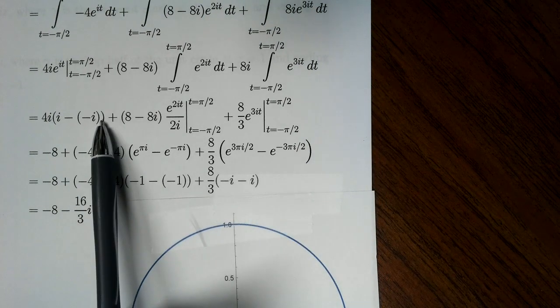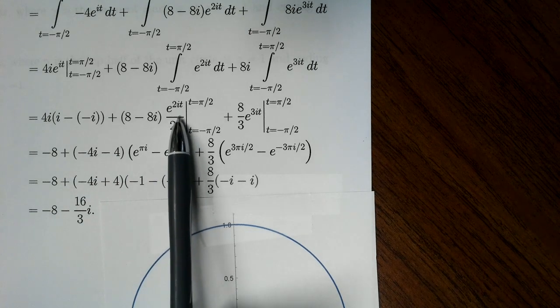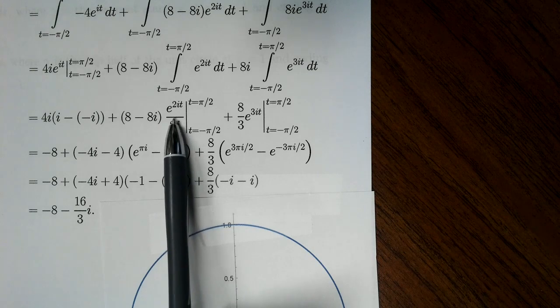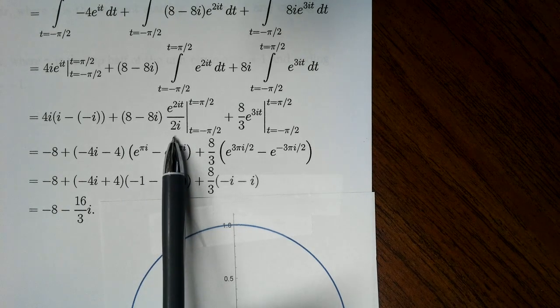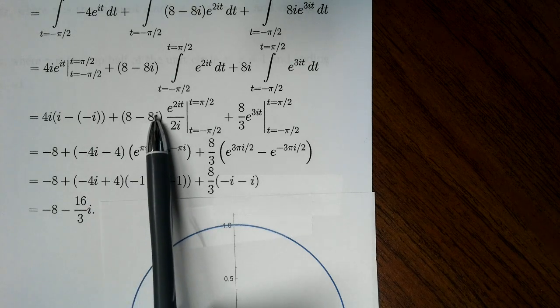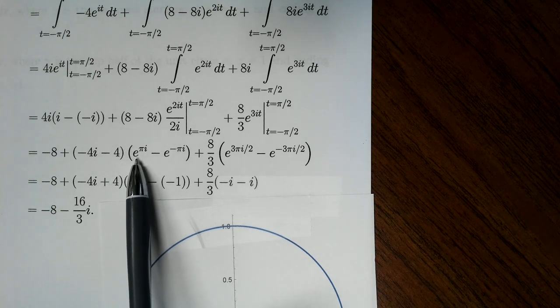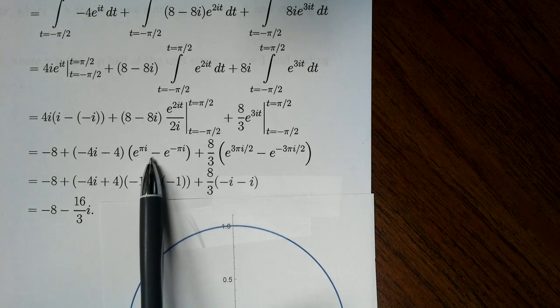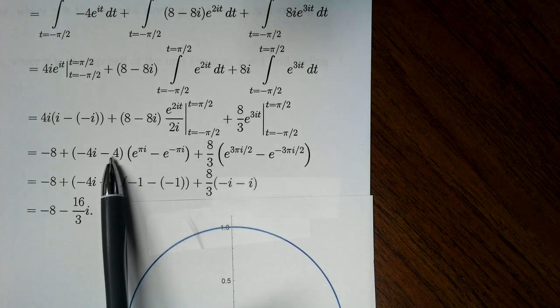Okay, so we've seen that this quantity simplifies to be minus 8. Dividing by 2i is the same as multiplying by 1/2 times negative i. So if I take 1/8 times 1/2 of negative i, I get minus 4i. If I take minus 8i over 2i, I get minus 4. Again, we are using the fact that when you divide by i, it's the same as multiplying by negative i. Now this portion simplifies to be what we have in front.